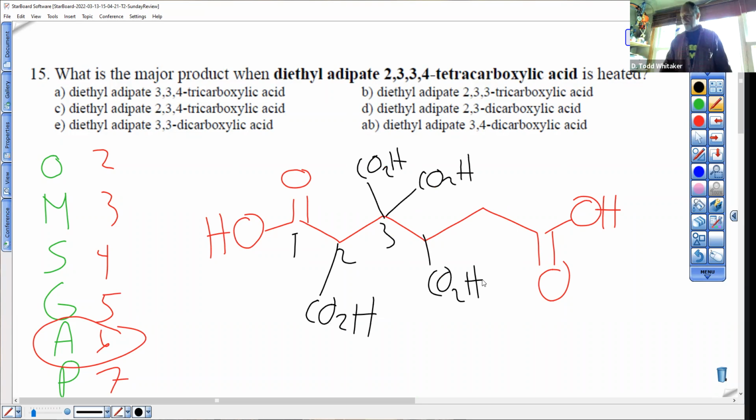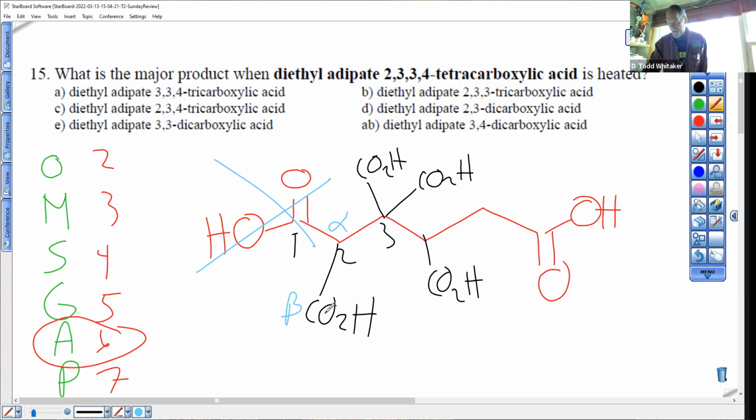Are there any carboxylic acids beta to another carbonyl? If so, it will disappear upon heating. And let's just talk about this first carboxylic acid. Is it beta to another carbonyl? Answer, yes. Here's the alpha position. Here's the carbonyl of another carboxylic acid. Goes away.